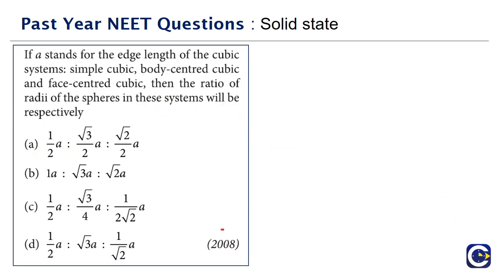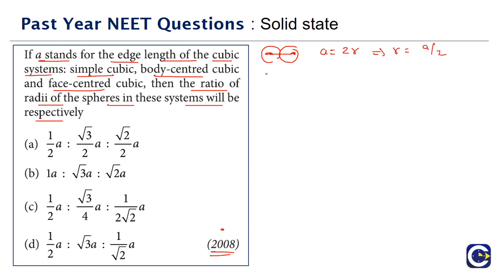This is another question that has come in the year 2008. This is based upon the radius relation. If A stands for the edge length of the cubic systems, they are giving the order simple cubic, body centered and face centered. Then the ratio of the radii of spheres in these systems will be respectively. We have to find the ratio of the radius of these spheres. If you look at a simple cubic, along an edge length, 2 corner atoms will be touching. Means the value of A will be equal to 2R, which means R is equal to what?